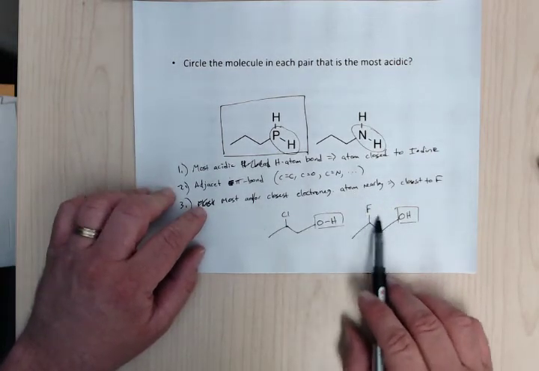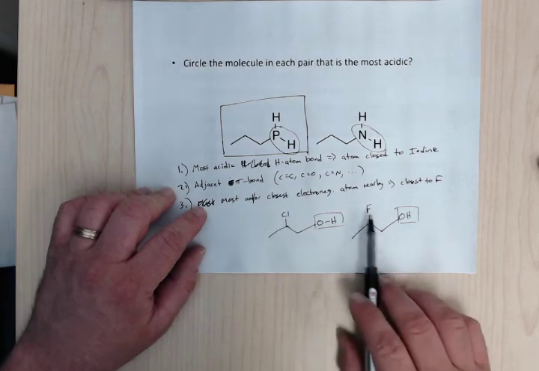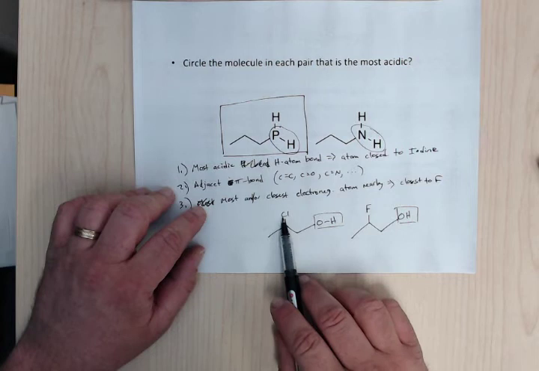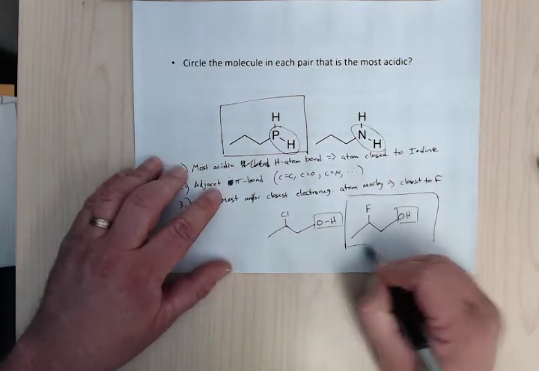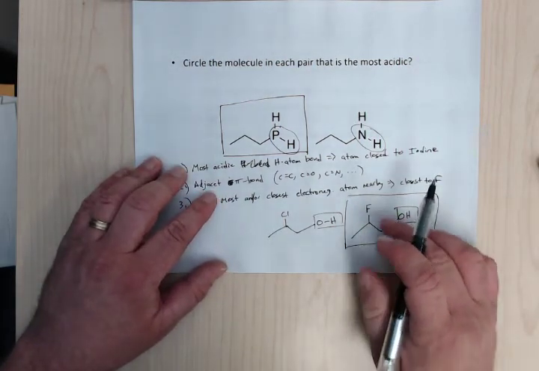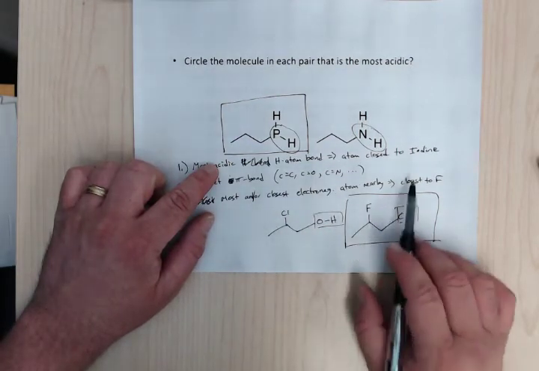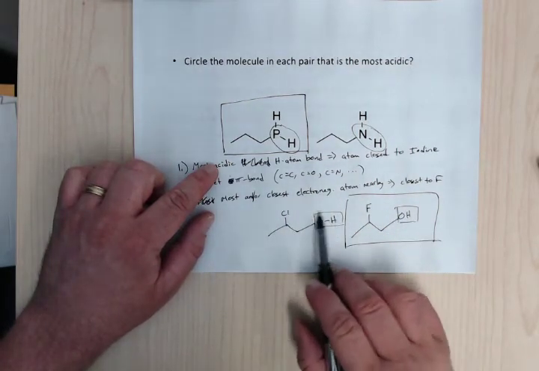So then it's fluorine versus chlorine. So here, this is more electronegative than this one. Fluorine is more electronegative than chlorine. So this would be the most acidic. Okay, so after this first step, then you want to be closer to chlorine. It's just the atom here.